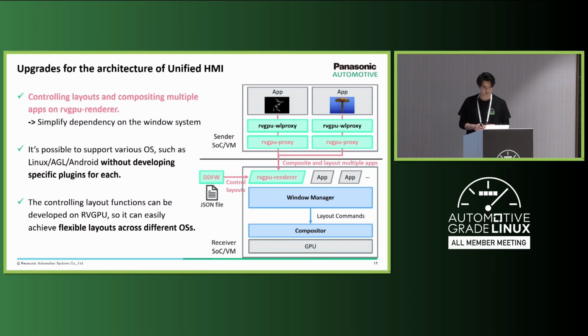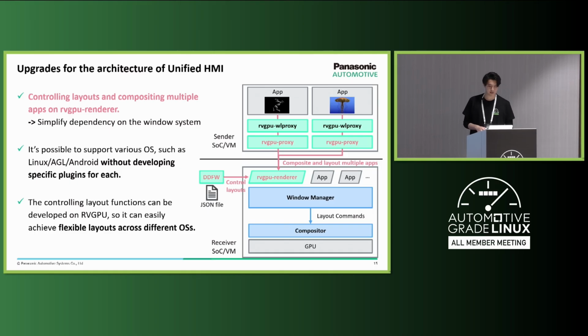In the upgraded Unified HMI, it directly controls the layout of and composites multiple application windows on the RBGPU renderer directly. And as a result, it's possible to simplify dependency on the Windows systems. Please watch the diagram. There are two RBGPU proxies on the sender, and they are all connected to a single RBGPU renderer.